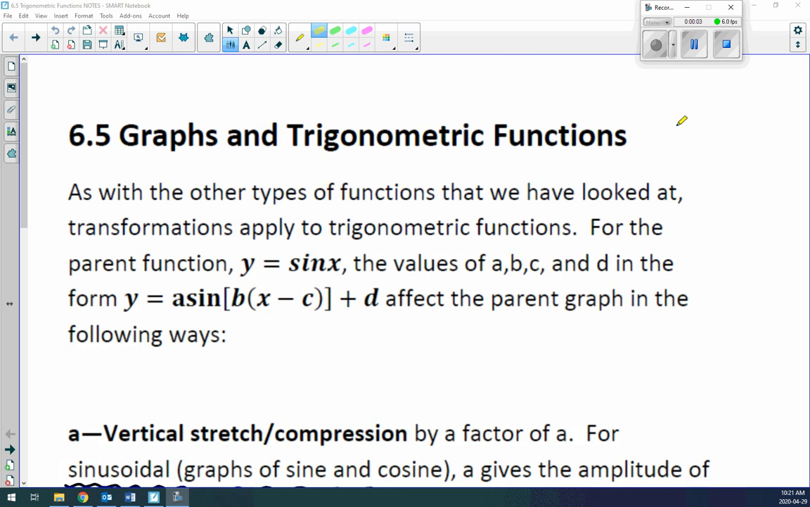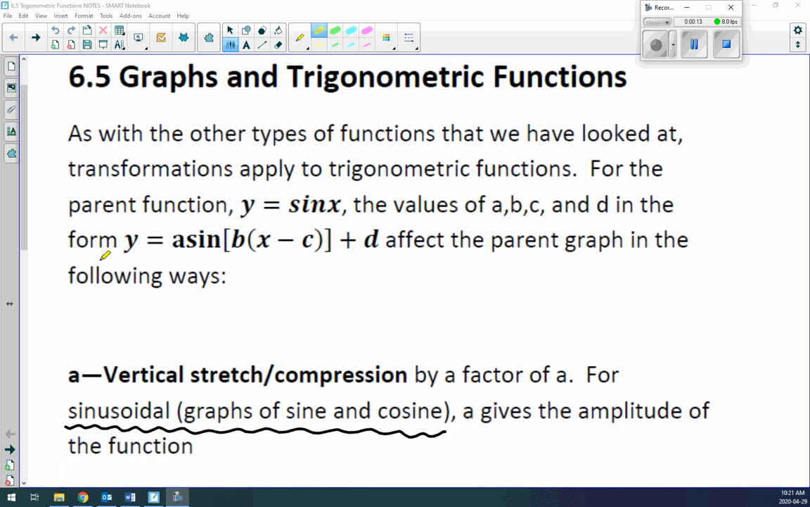Grade 12 Pre-Cal, Lesson 6.5, Graphs and Trigonometric Functions. So what we're going to do is, since we know what sine, cosine, and tangent functions look like, now we're going to start to change them. So here's the basic pattern right here.